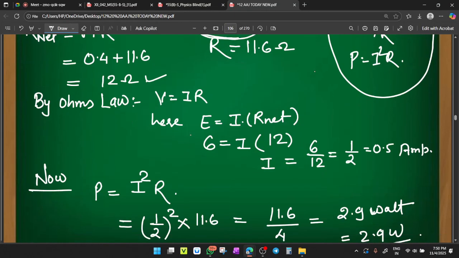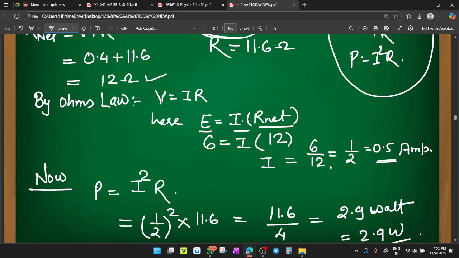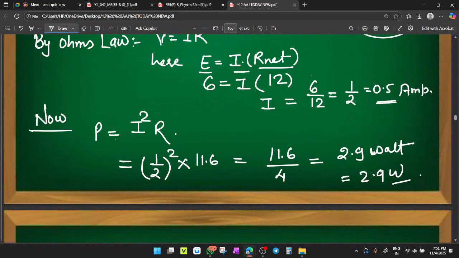By Ohm's law, V equals IR. Here the EMF is working. So E equals I into R net, that is 6 volt equals I into 12, which will give you a current of 0.5 ampere. Fine. Now you can apply the formula P equals I square R. For a series circuit, this formula is usable. P equals I square R.